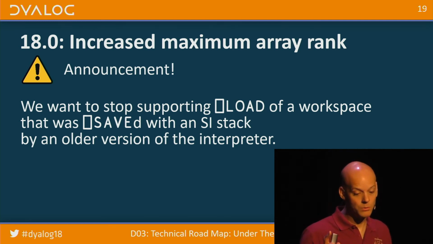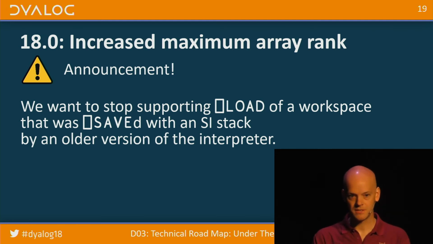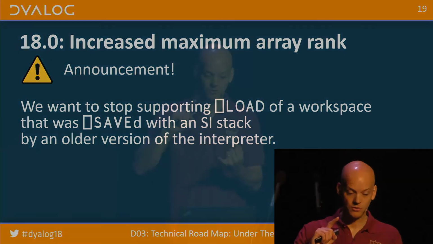One of the things we would like to do, if we can, is to remove the ability to load a workspace when you're in the middle of running your code that was saved by an older version. So at the moment, you can run some code in version 12, I don't know, you can trace into some functions, and you can save the workspace at that point, perhaps with a quad save, and then you can load it into a later version and resume with the SI stack intact.